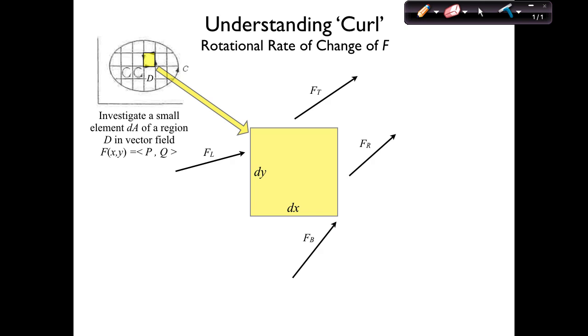And that little thing is living in this vector field. So here are the vectors of the vector field, really close to our dA. I'm using the subscripts to say top, bottom, right, and left. So there's the bottom vector, the top, the right, and the left vector, the vectors in close, right around that local region of this very small element of D.